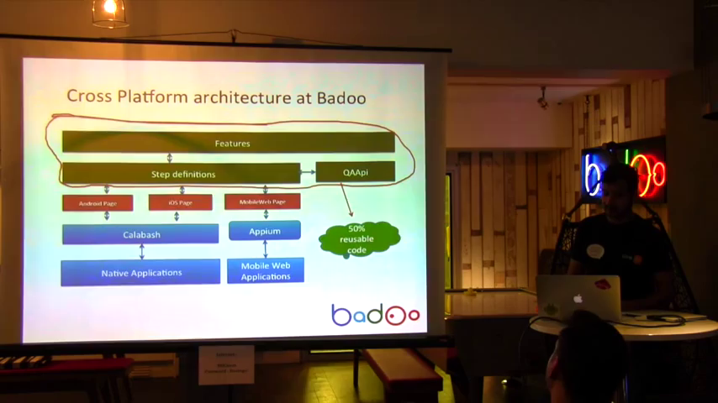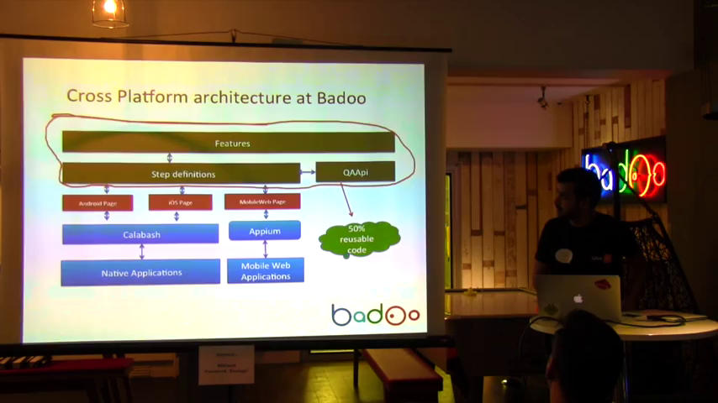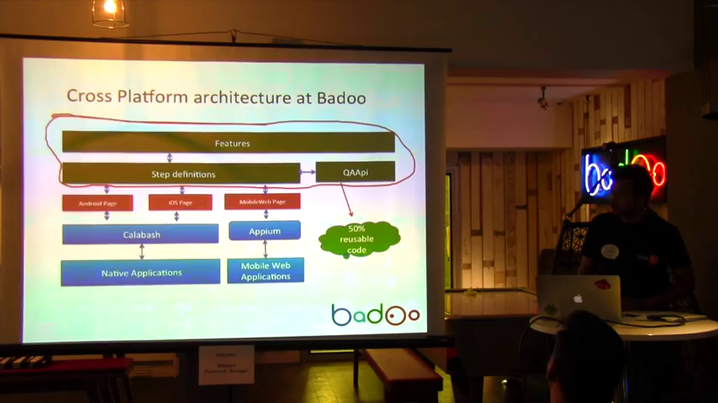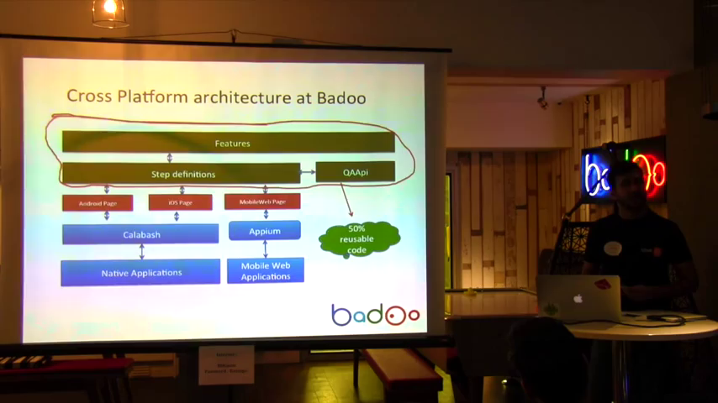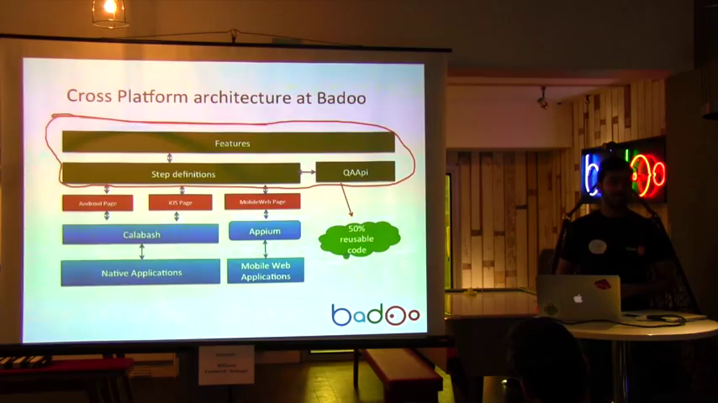Sorry. Quick question. I was just looking at the step definitions. So you've got an Android page and an iOS page. Do the methods in your step definitions work for both the Android page and the iOS page? Because I was thinking, the accessibility ID for your Android app and iOS app might be different. So how did you actually handle that?